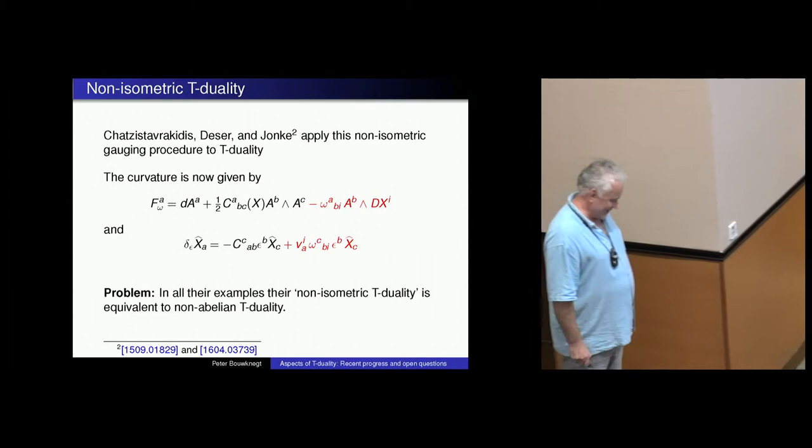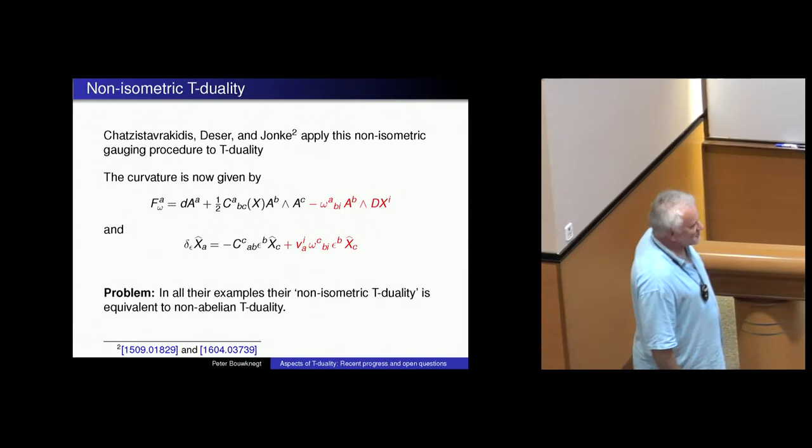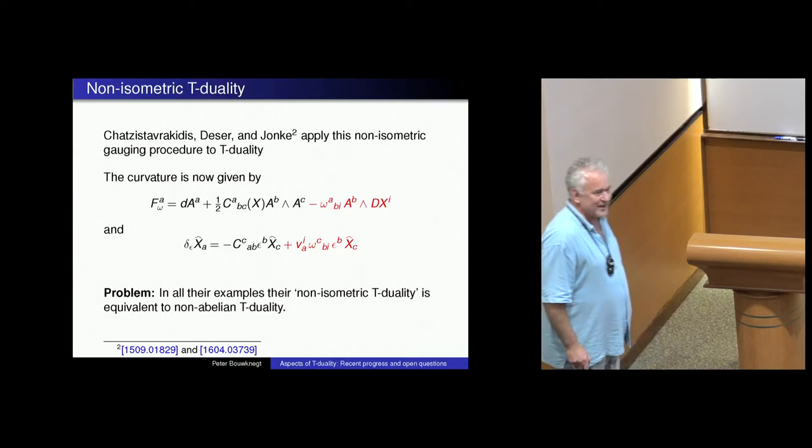And we were sort of, I guess, surprised that they hadn't seen that themselves, but that sort of made us suspicious that maybe we were just doing non-abelian T-duality in a complicated way. Okay, and that's indeed what happened.